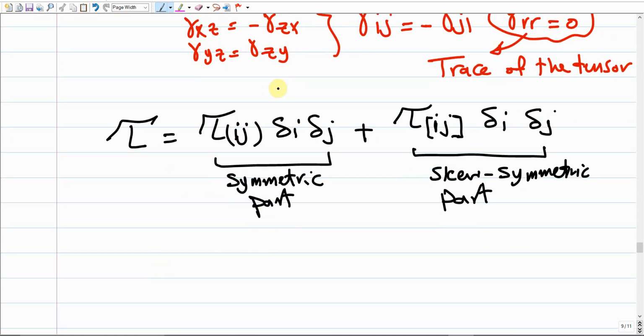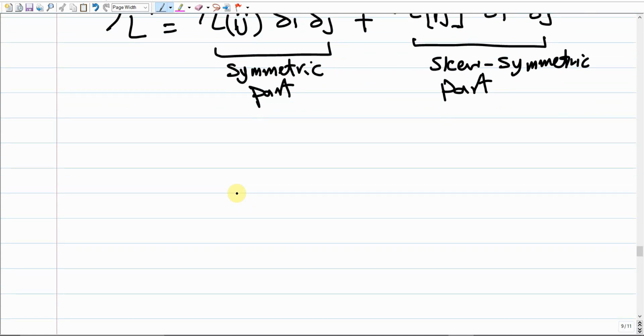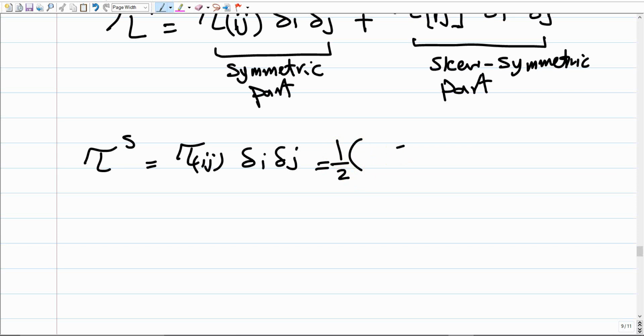There are different ways to represent this. We can even represent this one as tau s, where s stands for symmetric, and this as tau k, where k stands for the skew-symmetric part of the tensor. Whatever, it doesn't matter. You should understand that the general tensor can be decomposed into symmetric and skew-symmetric parts. The question is how we can obtain them. The symmetric part of a tensor, tau ij symmetric, can be obtained by half of tau ij plus tau ji delta i delta j.